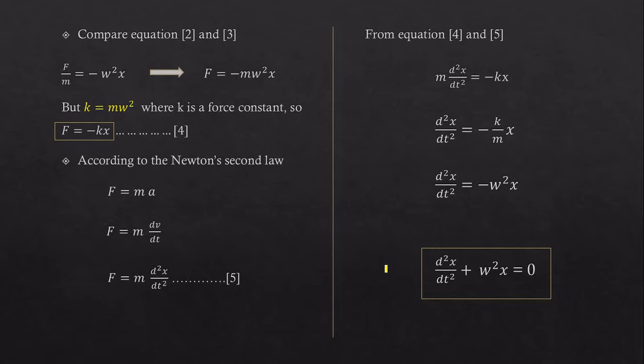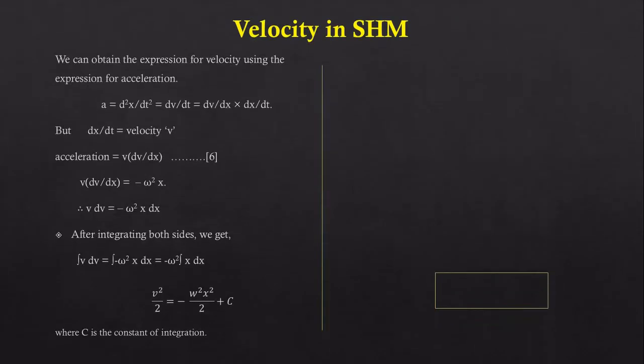So next we are going to study velocity in simple harmonic motion. We know that velocity is the distance per unit time, right? So we can obtain the expression for the velocity using the expression of the acceleration. That is, acceleration a is equal to d square x by dt square, so again we can write dv by dt, which we already know.